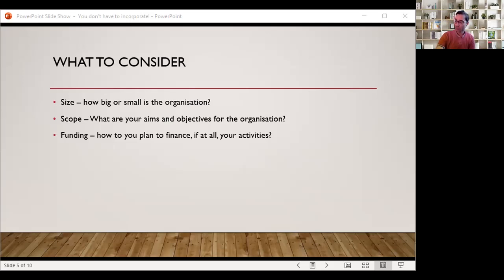I think the most important step here is scope. This can help you decide on the size and therefore whether you want to go and seek funding from other sources and how you want to go about that and how much you might need.